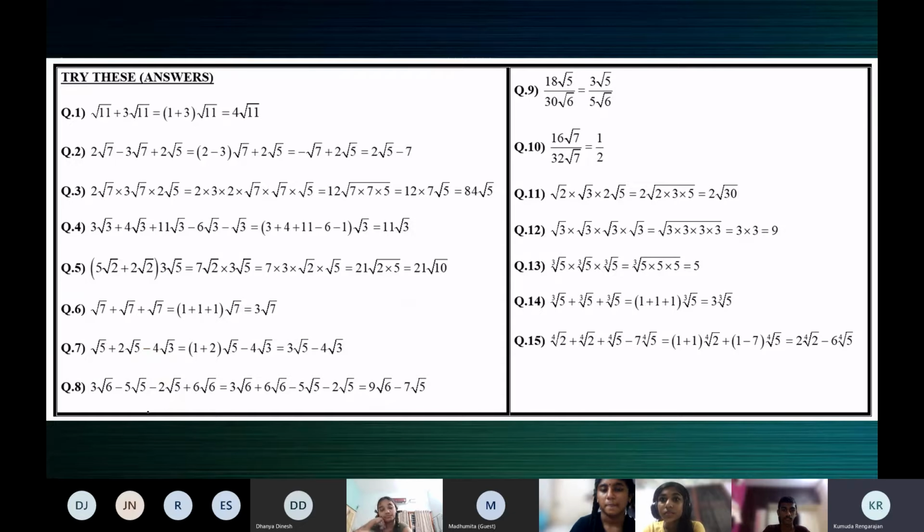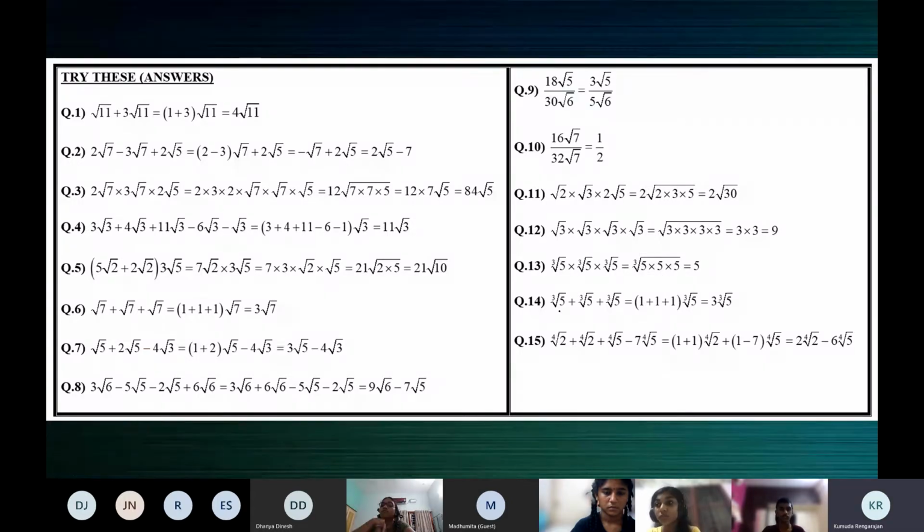So it will be cube root of 5 into 5 into 5. From three 5s, one 5 comes out of the cube root. But look at this one.